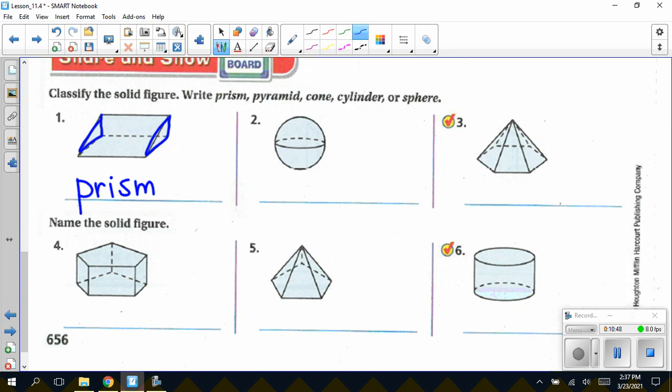Number 2, obviously this looks like it would be a ball. We call all balls spheres in this lesson. Number 3, notice it has 1 base and it meets up with its triangular lateral faces at a vertex. So this is a pyramid.